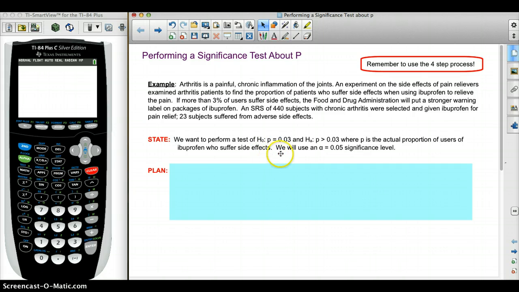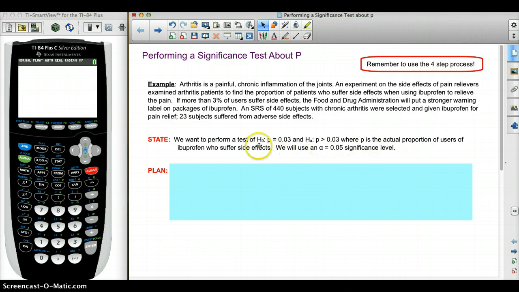Okay, we're also going to use an alpha value of 0.05 for the significance level. Now remember, that was not told up in the problem originally, but if we're not told one, alpha equals 0.05 is our go-to or your default level that you're going to want to use.